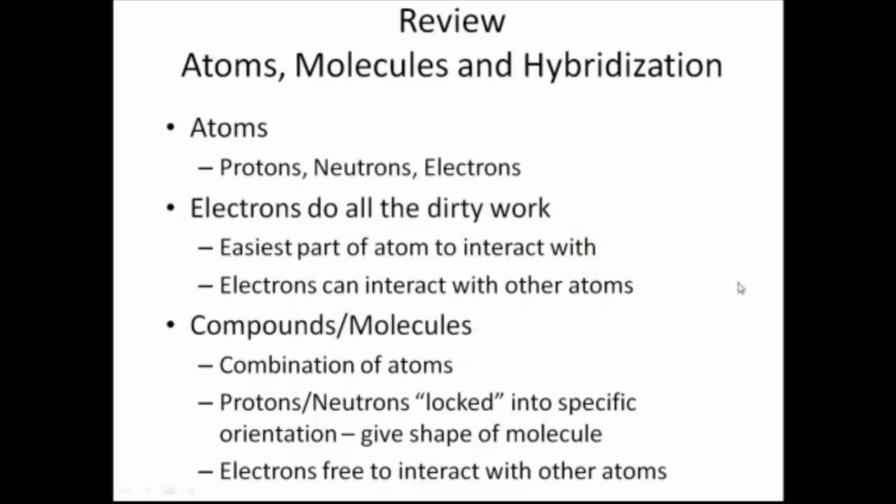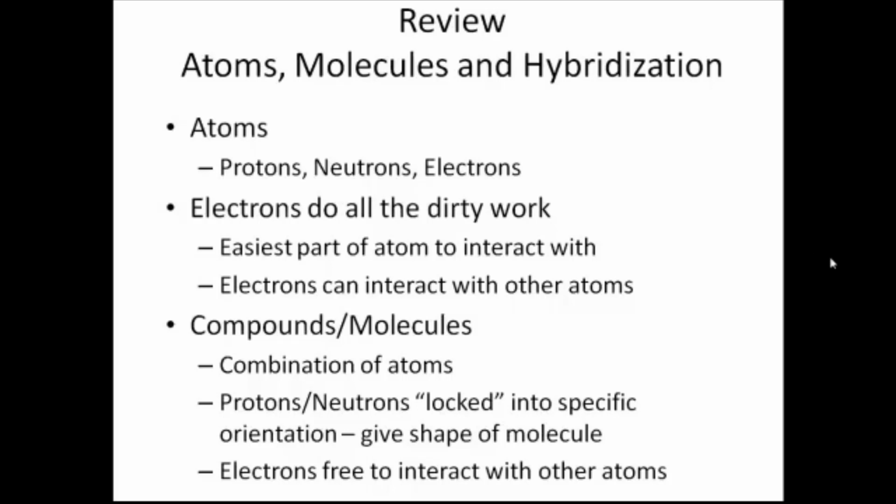So just a basic review of your chemistry for the last few years. Atoms, molecules, and hybridization. So obviously atoms are composed of protons, neutrons, and electrons. Electrons are the guys that do all the dirty work. They're involved in the chemistry. It's the easiest part of an atom to interact with, and the electrons can interact with other atoms.